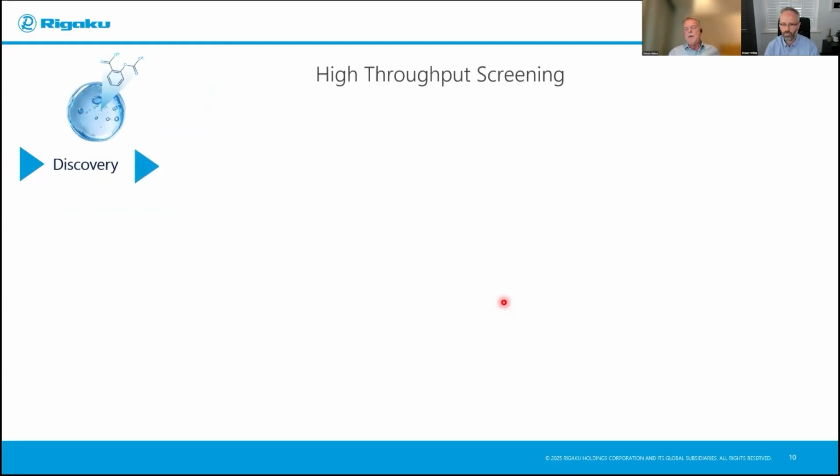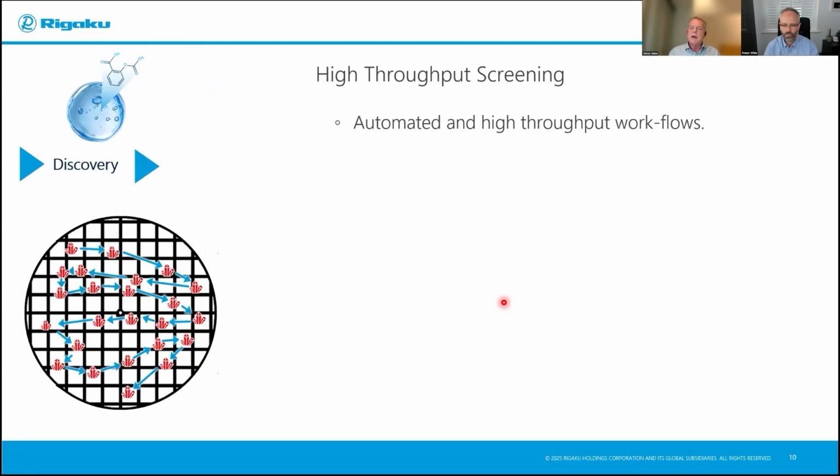So now if we move much earlier on in the pipeline, we're in the discovery section. And basically, the way that electron diffraction actually operates lends itself very easily towards automation and high throughput workflows. And automation and high throughput workflows fit very well in discovery and early development, where you're screening through multiple thousands of candidates a week. So the way electron diffraction operates is we have a grid.